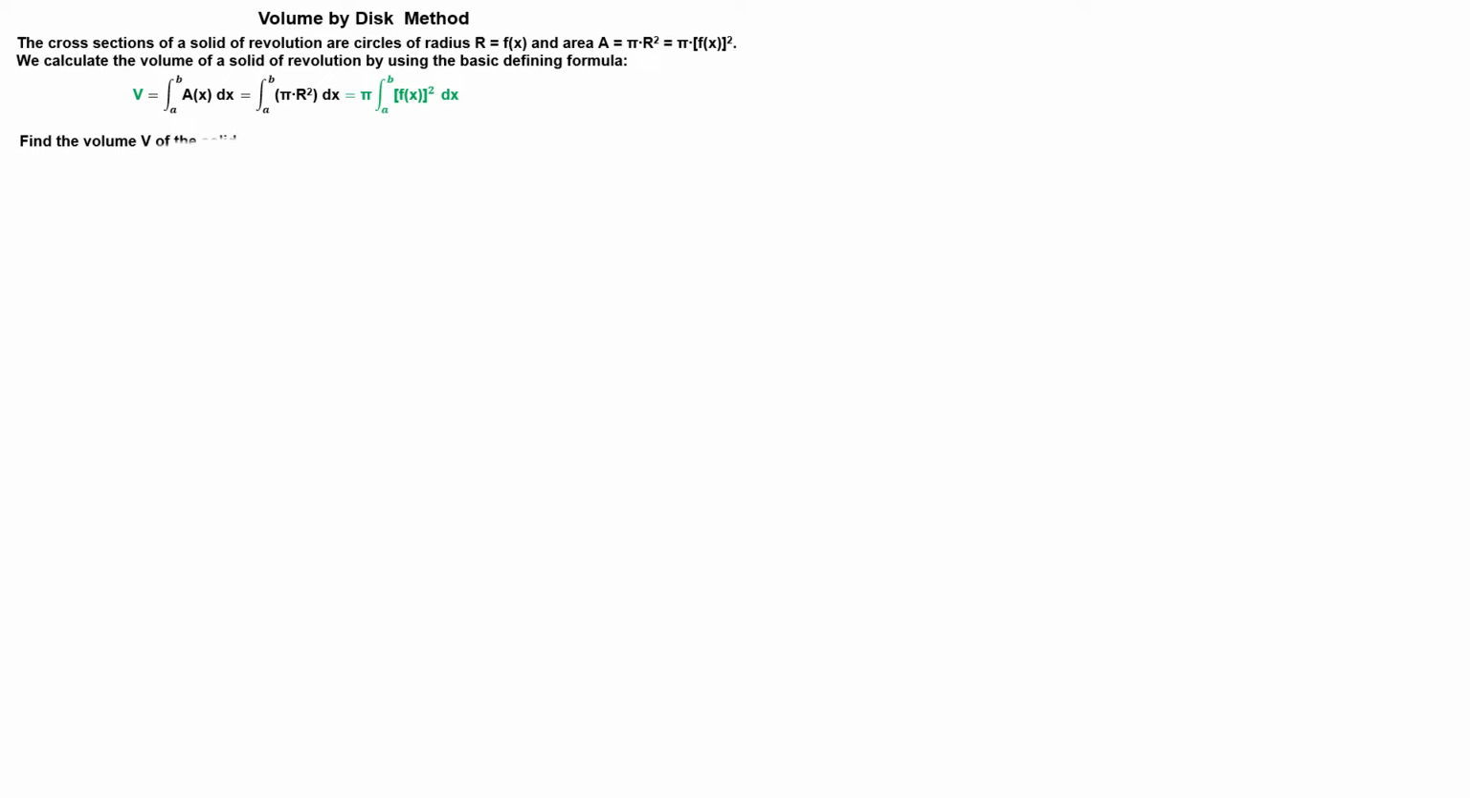Find the volume of the solid obtained by rotating the region under f of x about the x-axis from 1 to 4. The region above the x-axis is shown in the figure. If we rotate about the x-axis, we get the solid shown in the figure.